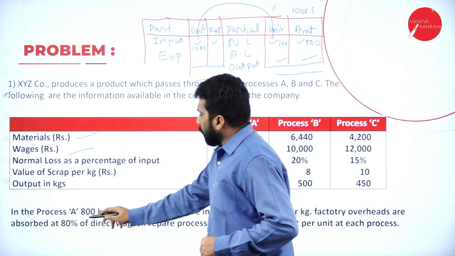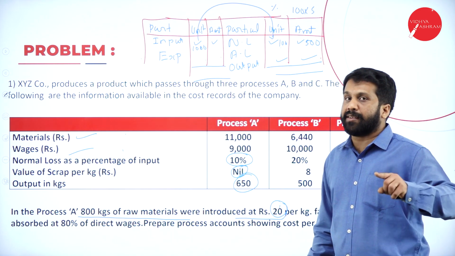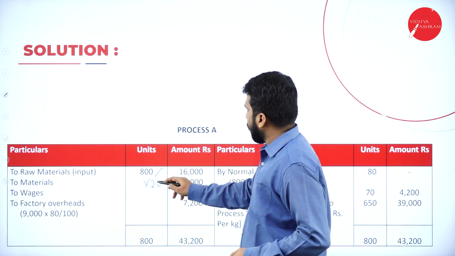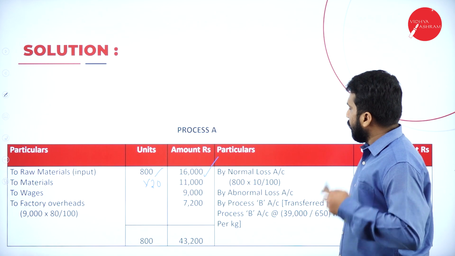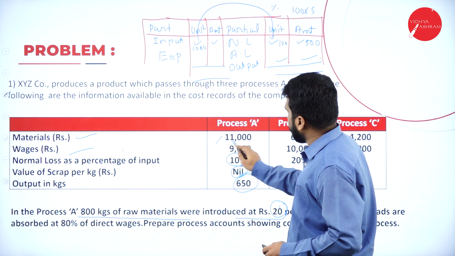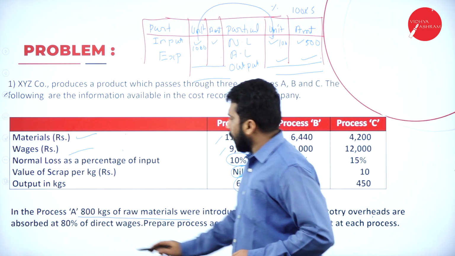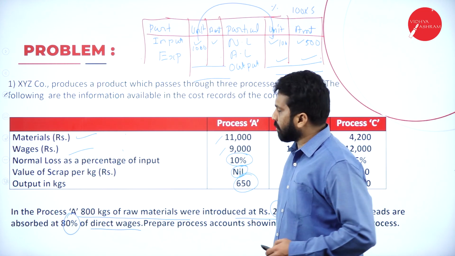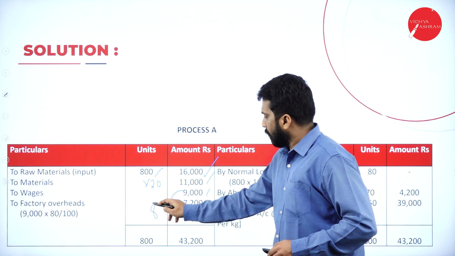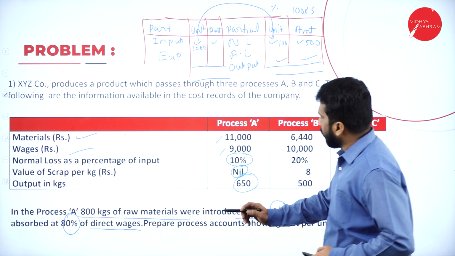Now, in the process here, 800 kgs of raw material introduced at rupees 20. This is only your input. 800 into 20, you got 16,000. After that, factory overhead, then all the expenses 11,000 and 9,000. Factory overheads are apportioned at 80% of direct wages. Then how to do? What is your direct wages? 9,000. On this 80%, 7,200. Clear?